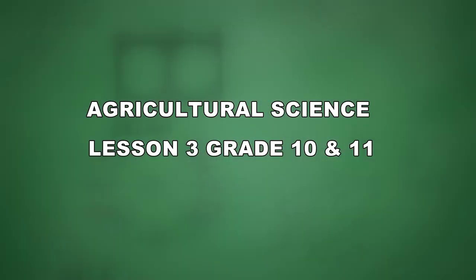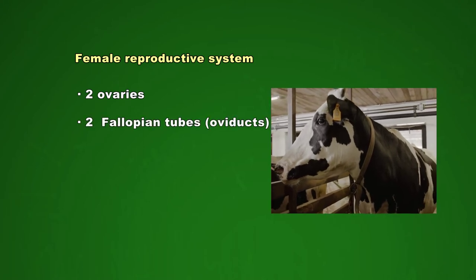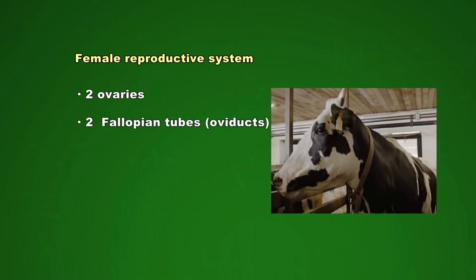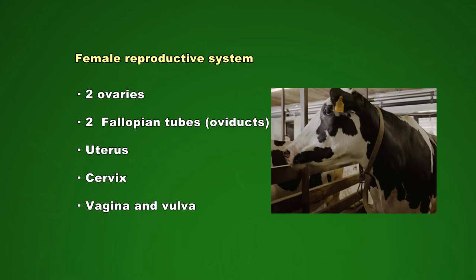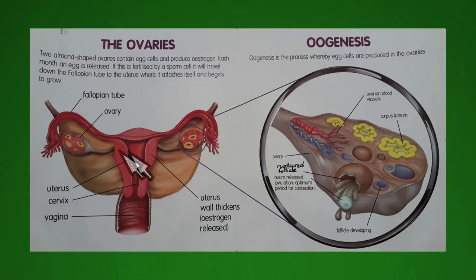Now that you know what is expected of you, let us look at the structure of the reproductive system of a cow. The female reproductive system consists of the two ovaries, two fallopian tubes or oviducts, the uterus, the cervix, and the vagina or vulva. Here you can see the two ovaries, the fallopian tubes, the uterus, the cervix, and the vagina.